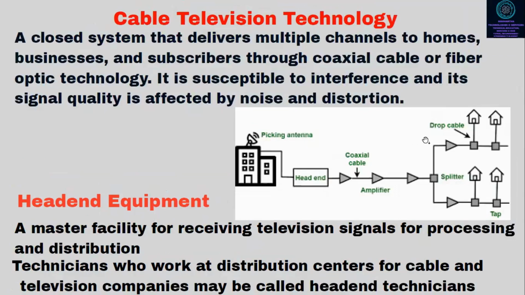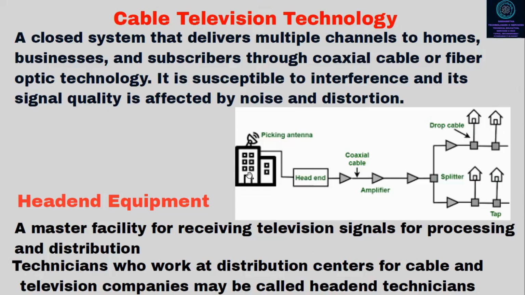Now we'll discuss a little more about cable television technology. What is cable television technology? A closed system that delivers multiple channels to homes, businesses and subscribers through coaxial cable or fiber optical technology. So it's local cable television. It is not like satellite TV. It will be a local type of connection, as you can see below in the pictorial diagram.